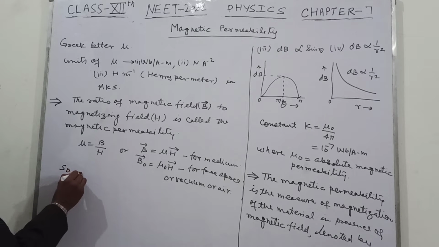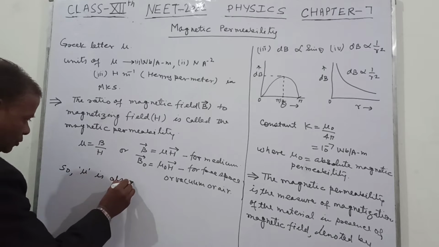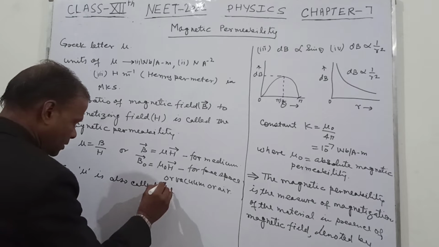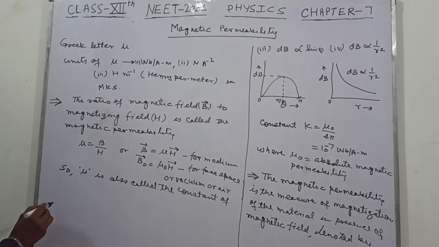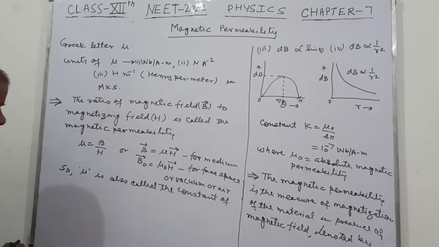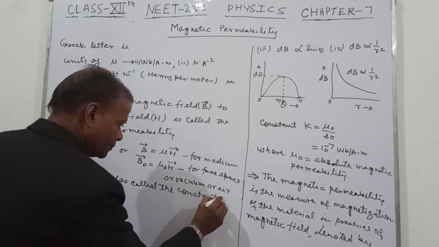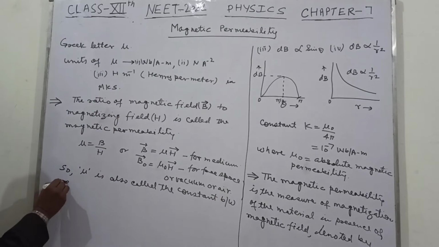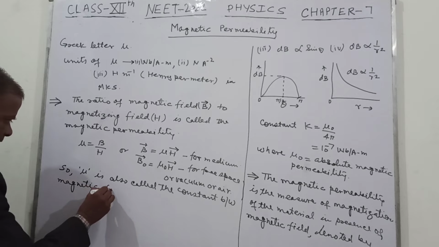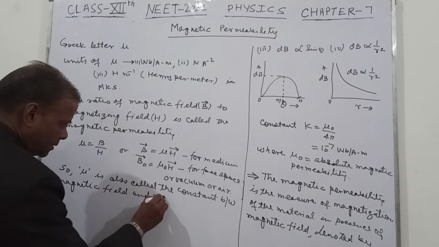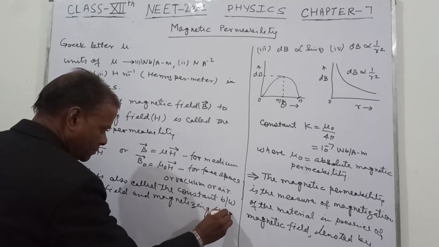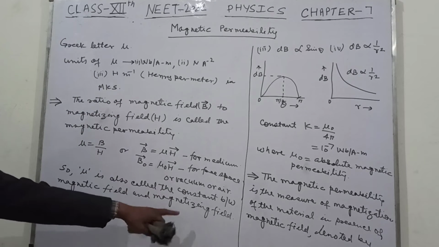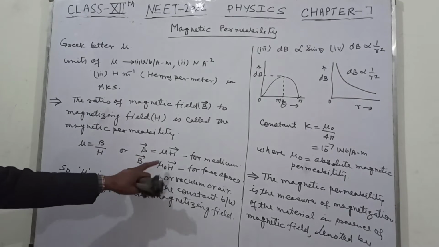So mu is also called the constant of proportionality between magnetic field and magnetizing field, B and H. This is also a constant of proportionality, or simply a constant.